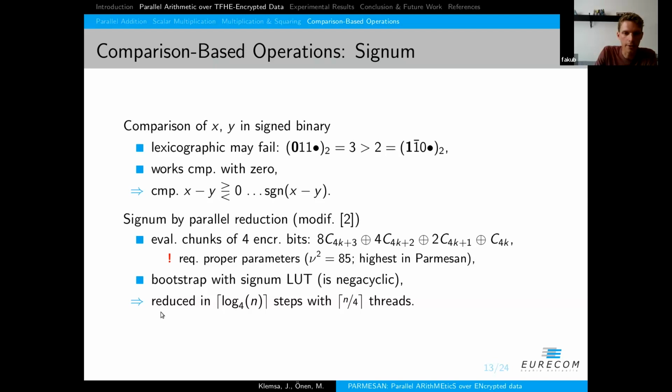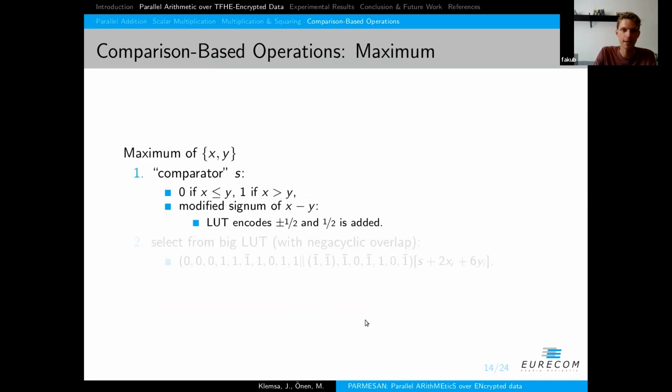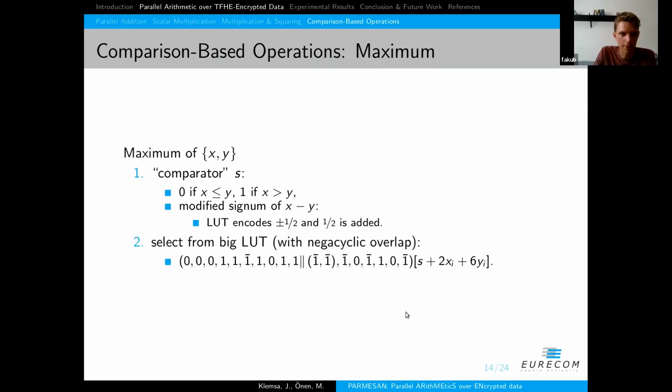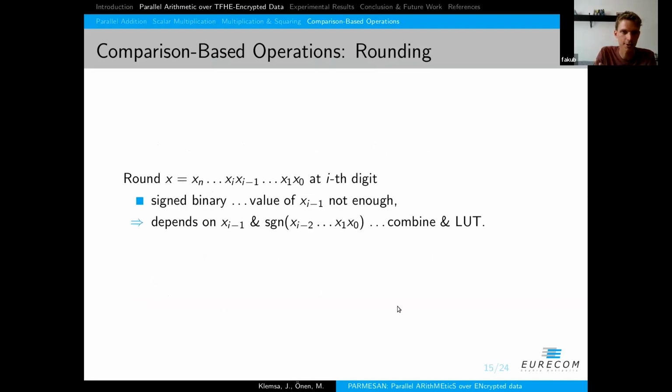All in all, we reduce the n-bit number in log4 n steps, and for this purpose we need n/4 threads. Then there's maximum, which I skip because we had lack of time. That's not much interesting. That's quite technical, and I give a small comment on rounding.